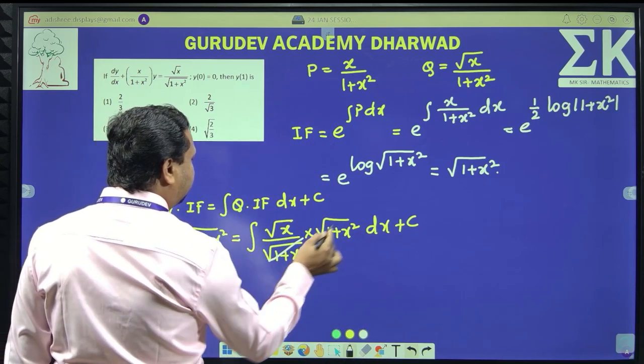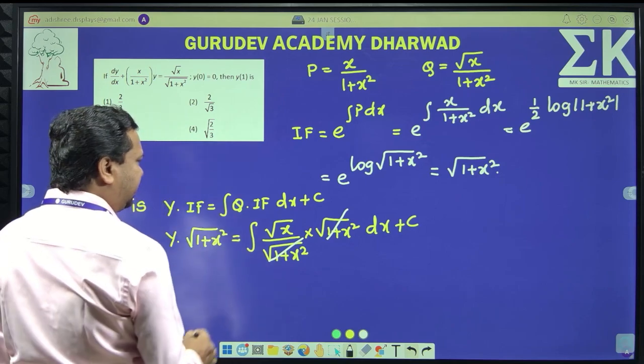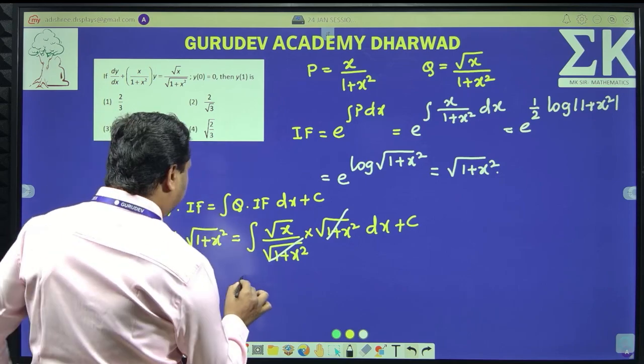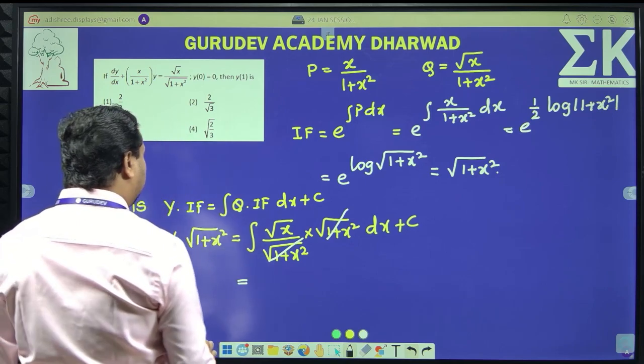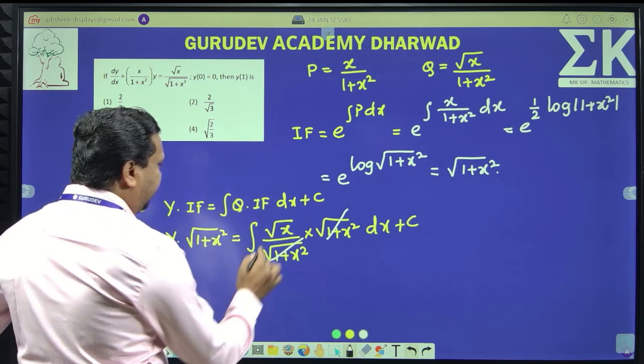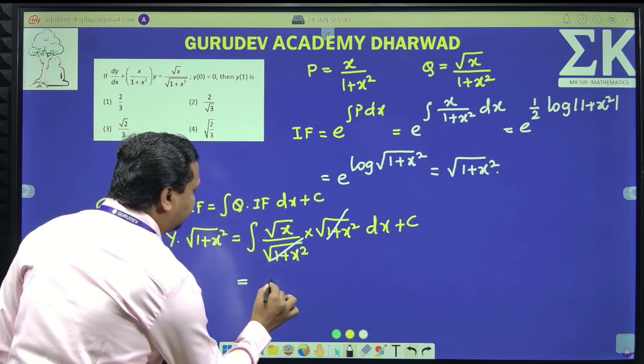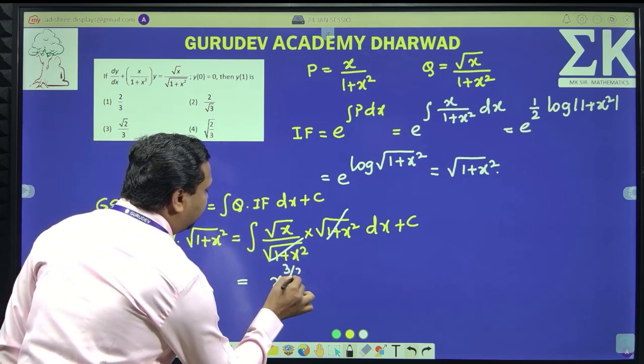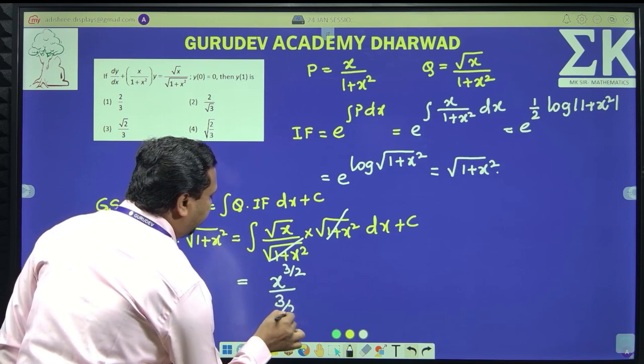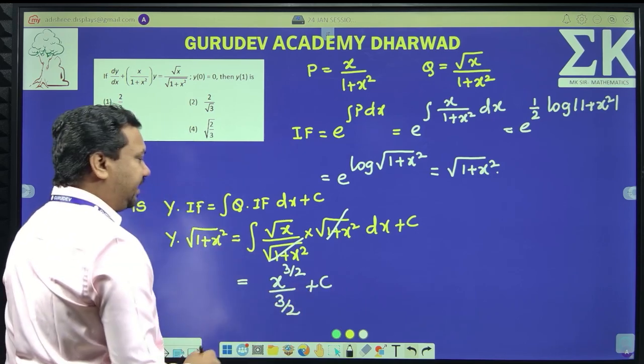So, the square root of 1 plus x square cancels. What is left is root x. Therefore, what is the integration of root x, that is x to the power 1 by 2? It is equal to x to the power 3 by 2 divided by 3 by 2 plus c, isn't it?